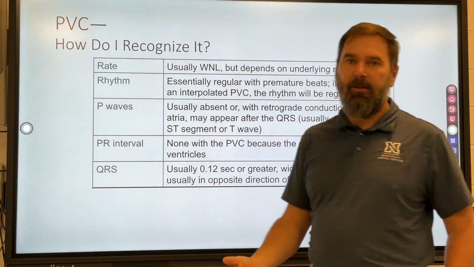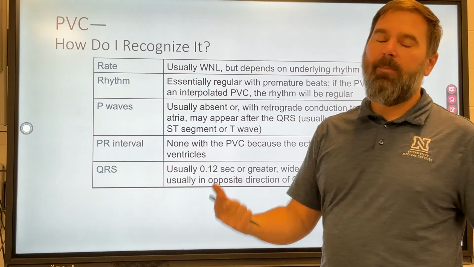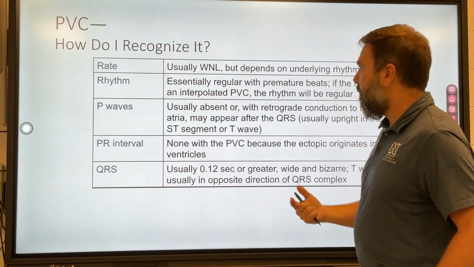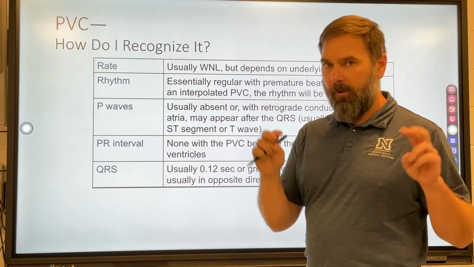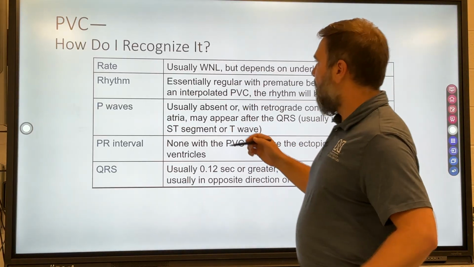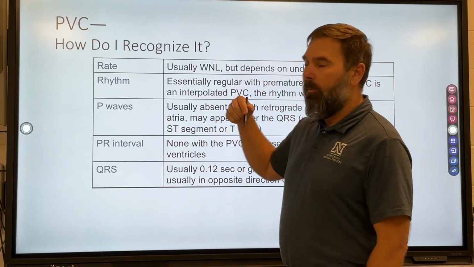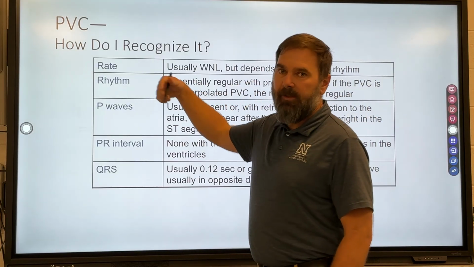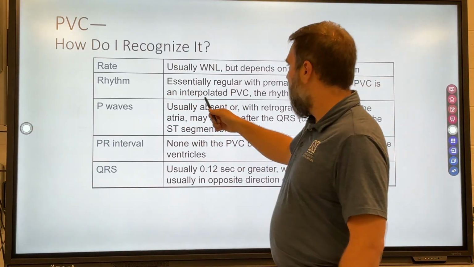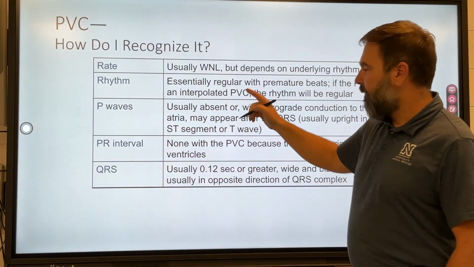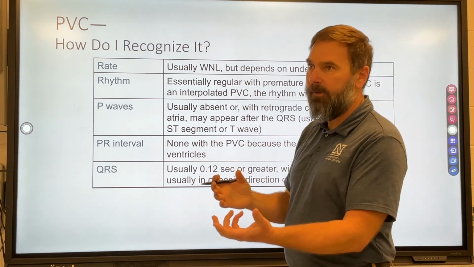So how do you recognize a PVC? Well, first and foremost, a PVC is not a rhythm, it's just an ectopic beat that is occurring. So one PVC alone is just an ectopic beat, it's not a quote-unquote rhythm. So when we're saying what's the rate of the rhythm, we're saying what's the rate of the underlying rhythm. Usually it's within normal limits. And the rhythm, again, depends on the underlying rhythm.